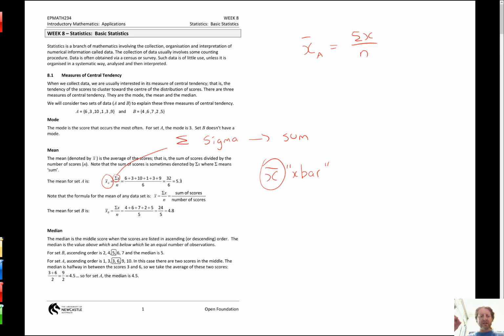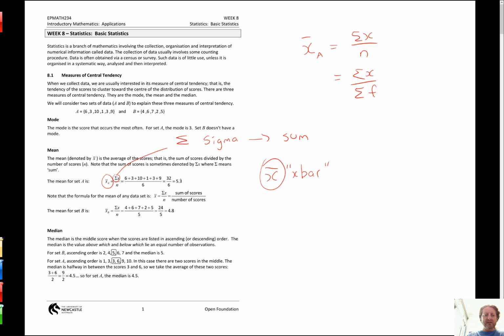Also right here, because I think it appears in the notes elsewhere coming up, you might also see the same thing written as sum of x over sum of f. Now there's nothing different there. All that means is sum of f is the sum of the frequencies.